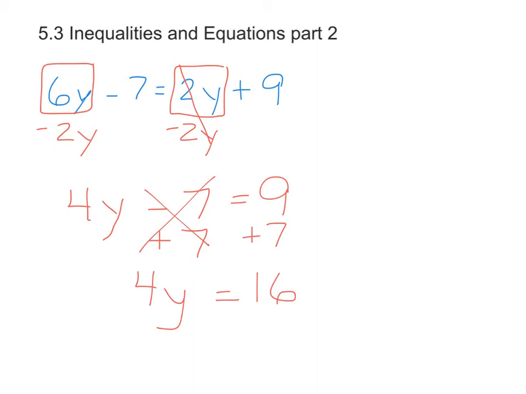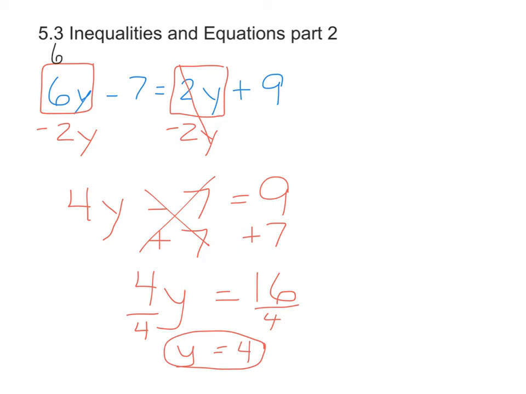Now that I have 4y equals 16, this is like the ones we solved before, where this means 4 times y is 16, so 4 times what is 16? Well, to undo multiplication, we divide. 4 divided by 4 is 1y, and 16 divided by 4 is 4. So if y is 4, then both sides of this equation would be the same. Let's just try that.